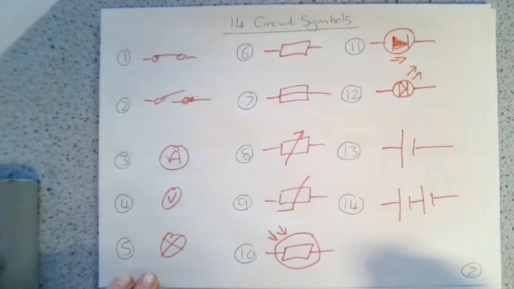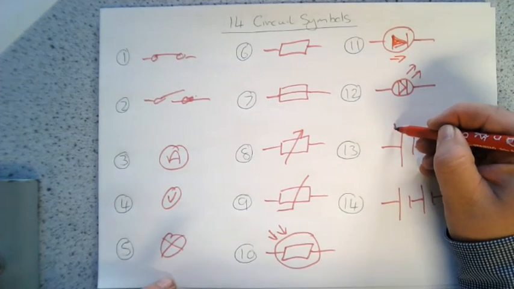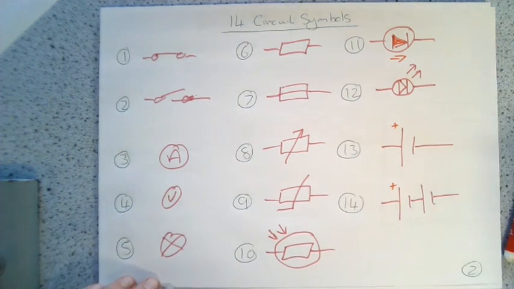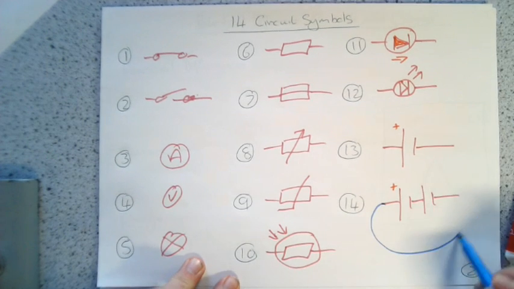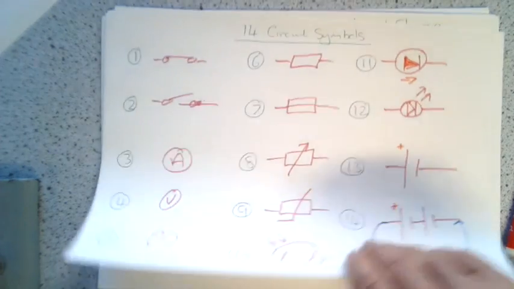Oh, and I can hear you saying, no, but sir, you've not labeled it correctly. Remember the tall line, you must have a positive on there. Only put the positive on, you don't need a positive or a negative. And just remember, electricity, I'll use a blue pen, always goes that way around, okay, from positive to negative, okay?